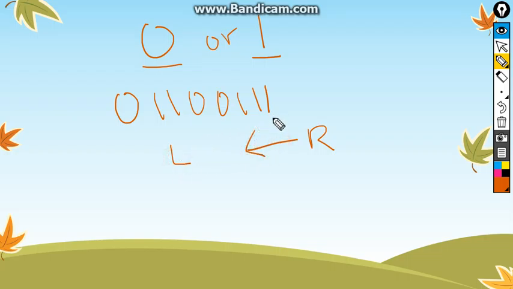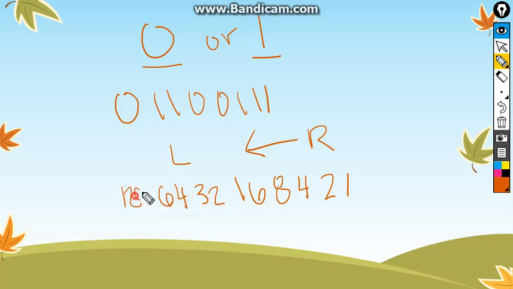So the very right bit has a place value, and the very left bit has a place value. The very right bit has a place value of 1. The next bit has a place value of 2, 4, 8, 16, 32, 64, 128. So if I saw a string of 8 bits, this is what the place values are. I place these 8 bits underneath their respective place values, and we get a number.